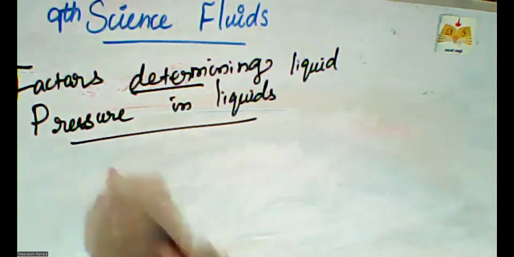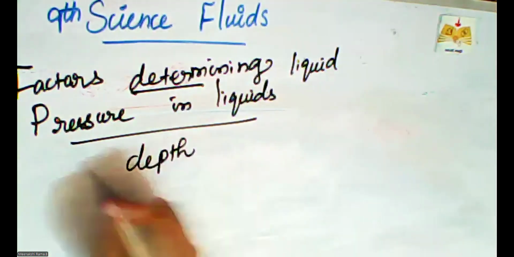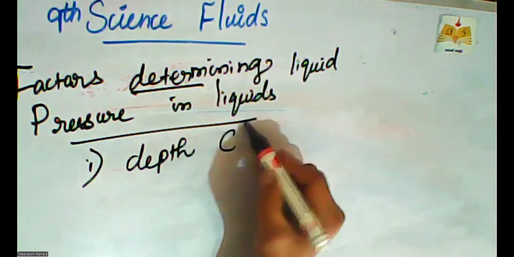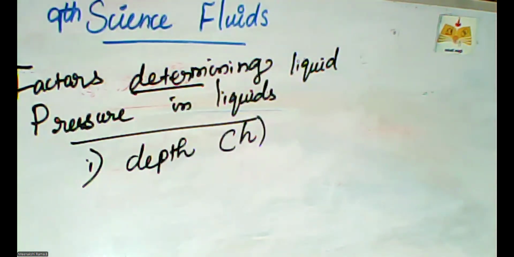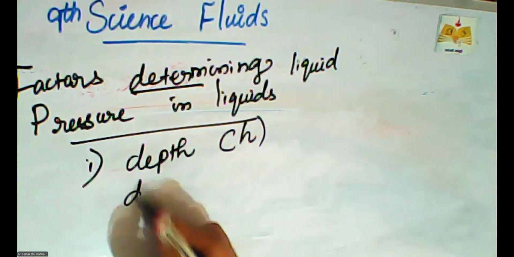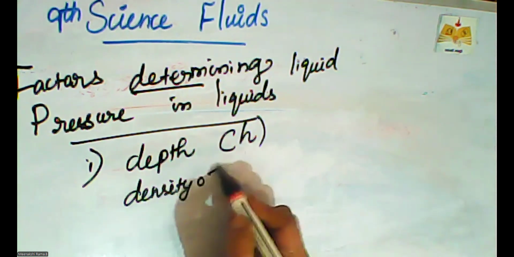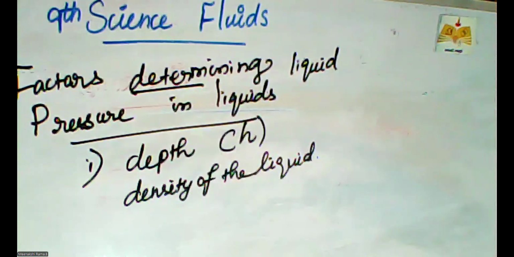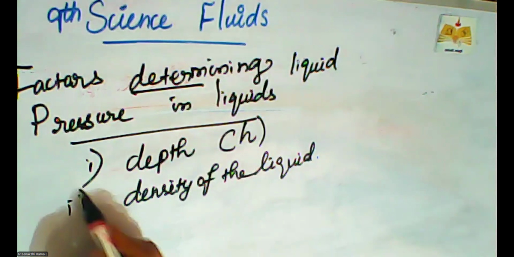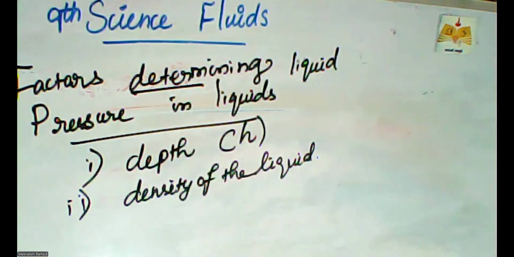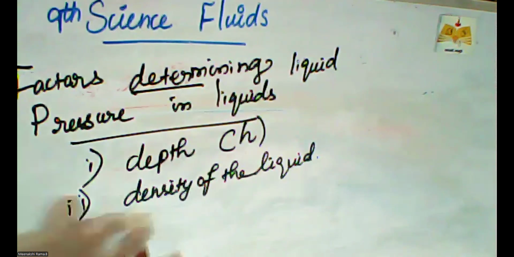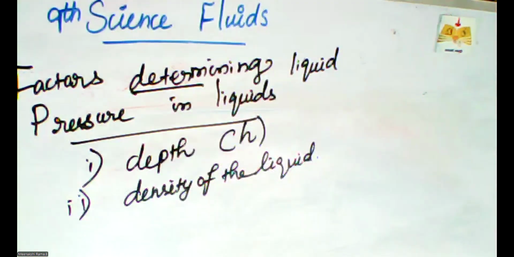Yes, the first one is depth. What is the first factor? Depth, that is the height of the liquid in the container. Second one is the density of the liquid. This is also very important. Density of the liquid also determines the pressure, because we are using different kinds of liquids, like oil and water. The density varies between oil and water, so the density of the liquid also determines the pressure of the liquids.